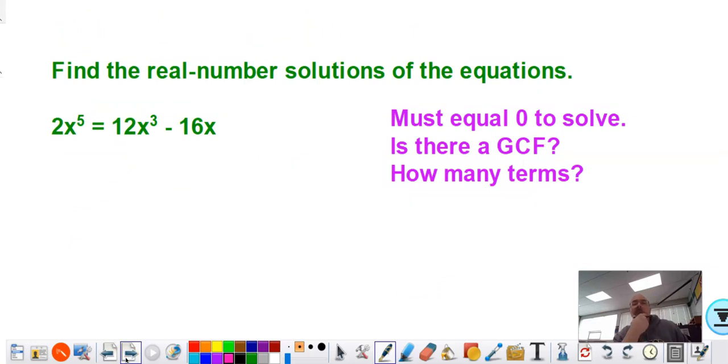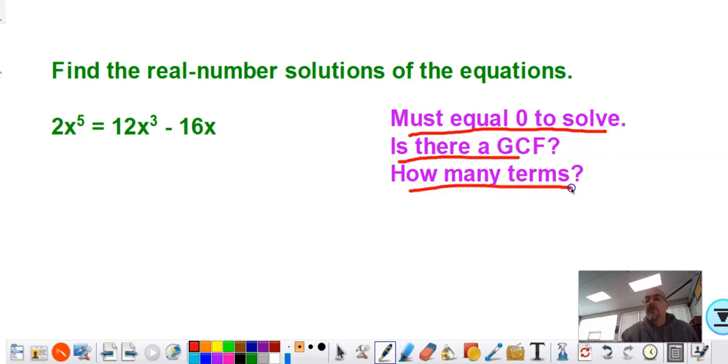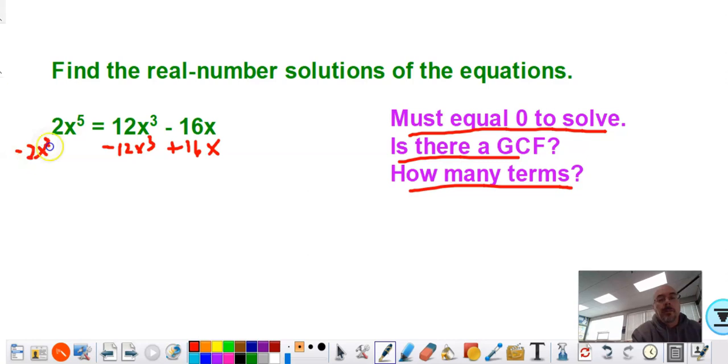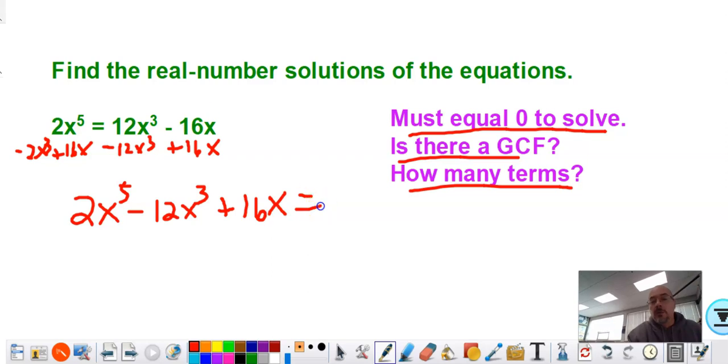Find the real number solutions of the equation. Okay, so remember, it must equal 0 in order to solve for x. So first thing we're going to need to do is subtract the 12x cubed and add 16x to both sides. Okay, now that's something you really don't have to show. You can just rewrite it. So just that would be 2x to the fifth, and it's going to be minus 12x cubed plus 16x equals 0.